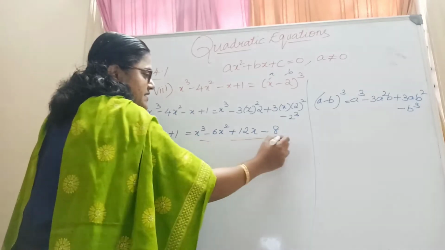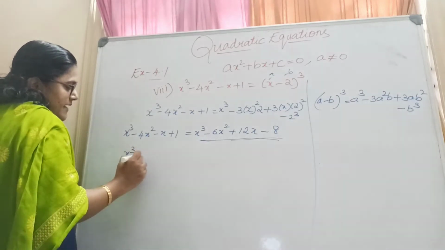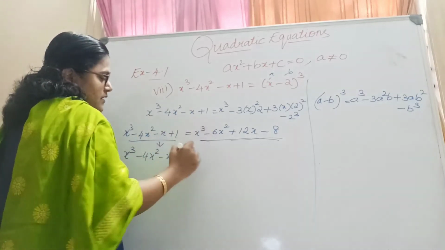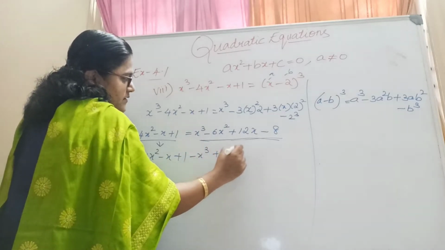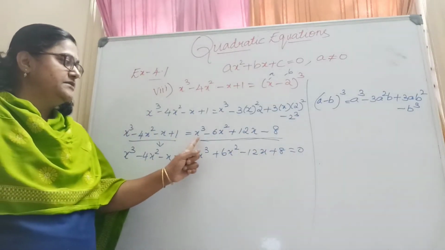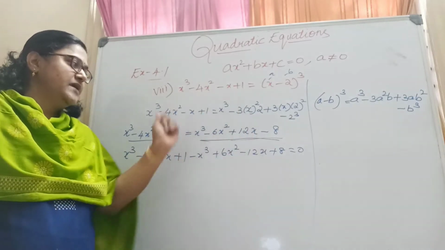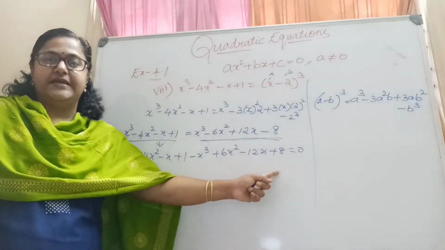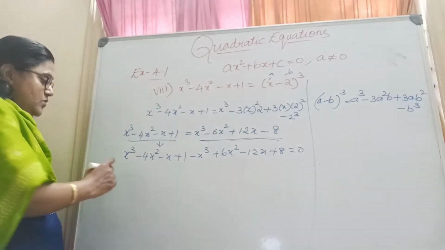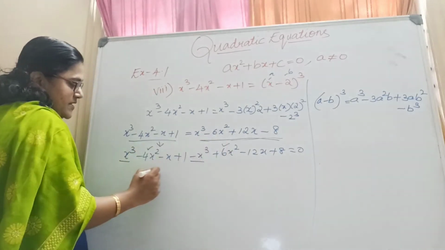Now, I'll bring all these terms onto the left hand side. Okay. So, each term sign will change. X cube minus 4x square minus x plus 1. This I have written as such, no change. Here, minus x cube plus 6x square minus 12x plus 8 is equal to 0. If you notice, I have changed the sign of all these terms. Plus x cube became minus x cube, minus 6x square became plus 6x square, plus 12x became minus 12x, minus 8 became plus 8. Okay, now we will simplify by identifying the like terms. So x cube minus x cube is 0, minus 4x square plus 6x square is plus 2x square.